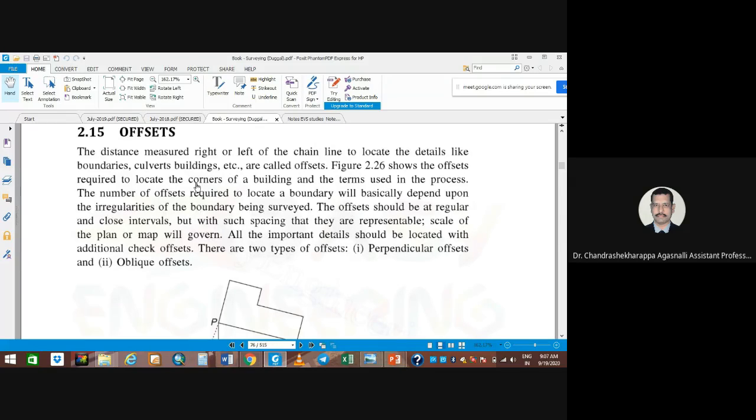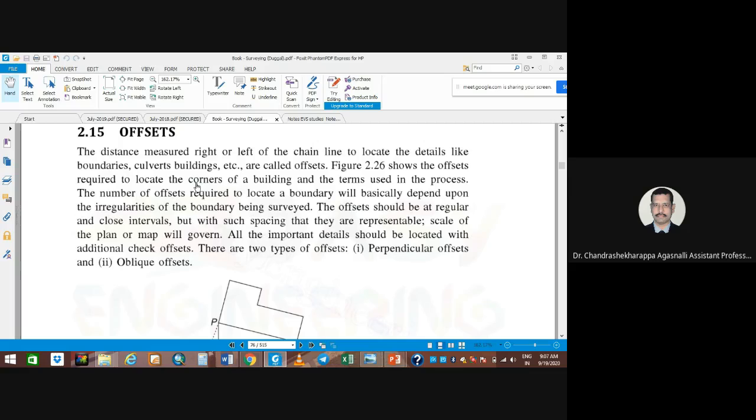Okay, it's called the offsets, which shows the offset required to locate the corner of the buildings. That's one thing, and terms used in the process. The number of offsets required to locate the boundary will basically depend on the irregularities. If there are more irregularities, we need to take more offsets, depending on the irregularities of the boundaries being surveyed.